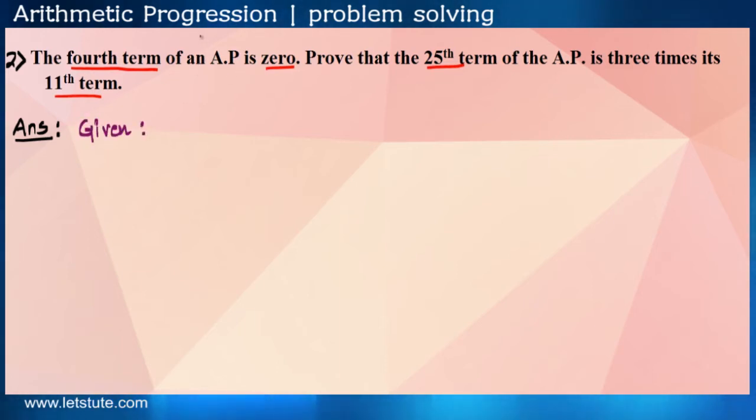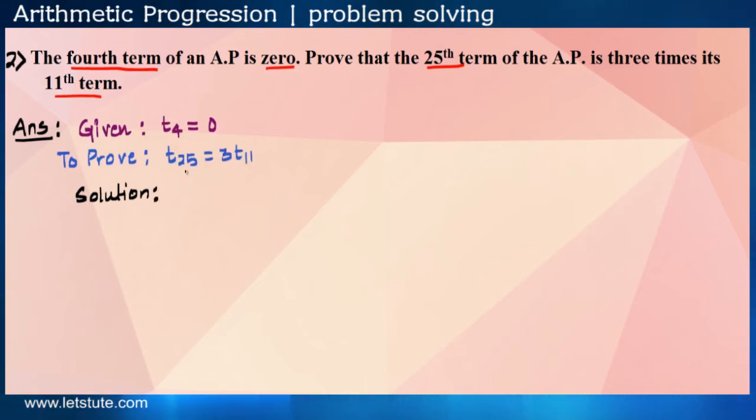So simply we can write T4. We represent T4 as the fourth term in AP. This is 0. And we have to prove that T25, the 25th term, is 3 times T11. Right? Now see the solution part. T4 is 0. And we have to prove T25 is equal to 3 times T11. Now, how to proceed? We don't have a and d and no other knowledge other than these three, T4, T25 and T11. So we'll take the help of the given thing, T4.